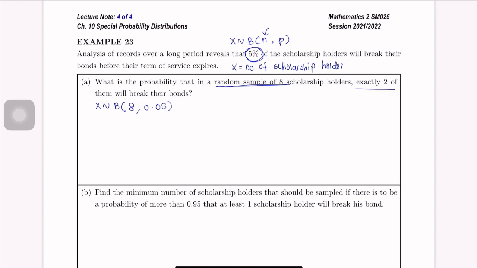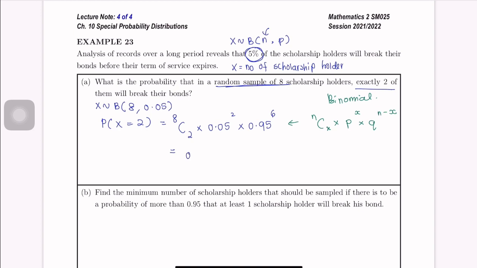Okay, what is the probability? Exactly 2. So we need to find X equals 2. For this question, we don't need to approximate to normal because we have n equals 8. Our n is small, and we can simply use the binomial table or the formula. So for this question, we use the binomial formula. nC2 times 0.05 to the power of 2 times 0.95 to the power of 6. Remember this formula from video 2, binomial distribution: nCx times p to the power of x times q to the power of n minus x. So just calculate this value, then we'll get 0.0515.